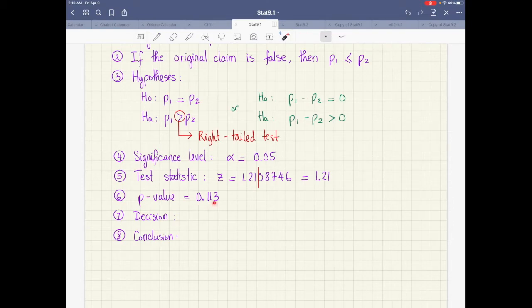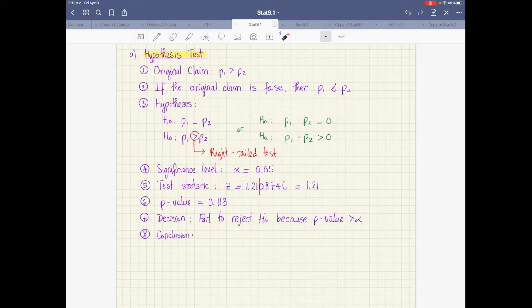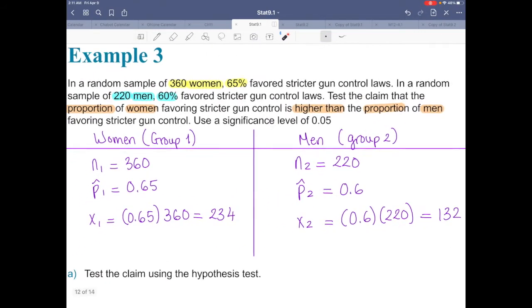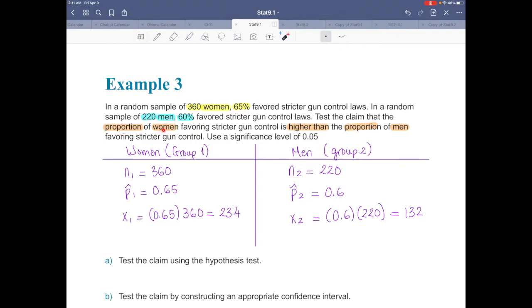To make my decision, I compare the p-value with alpha. Since p-value is greater than alpha, I do not reject H0. My H0 says that P1 equals P2. HA says that P1 is greater than P2. Since I do not reject H0, that means I believe that P1 equals P2. That means I don't believe that P1 is greater than P2. That means I don't think that the proportion of women is higher than the proportion of men.